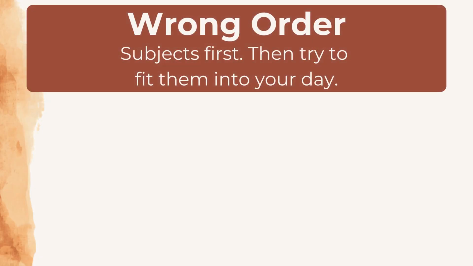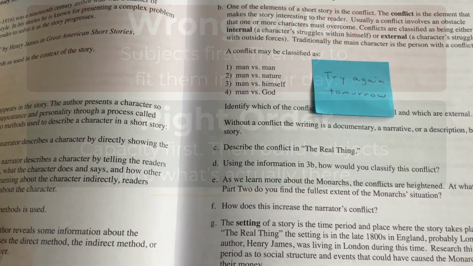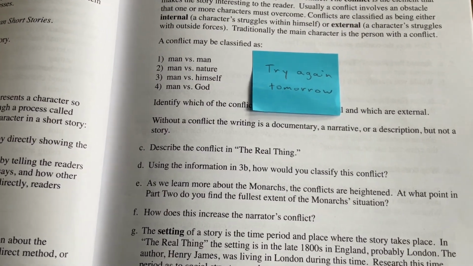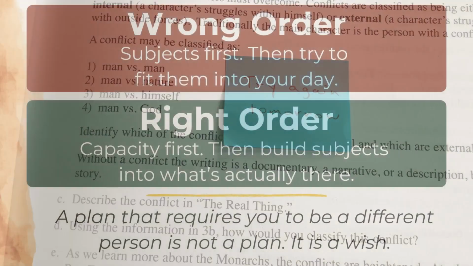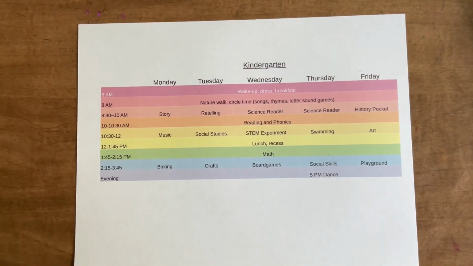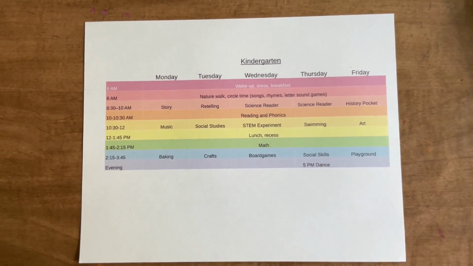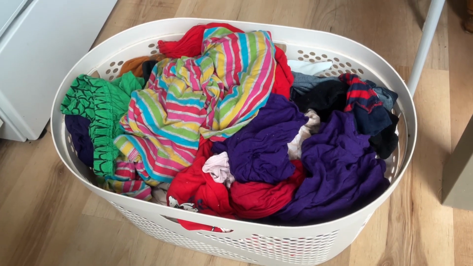Here's the shift that changes everything. Start with capacity, then build subjects into what's actually there. Capacity means, what can you realistically give today? What can your child realistically bring? Not on an ideal Tuesday, on an actual Tuesday. A plan that requires you to be a different person is not a plan, it's a wish. The flexible homeschool day doesn't start with what you want to cover. It starts with what your day already is.